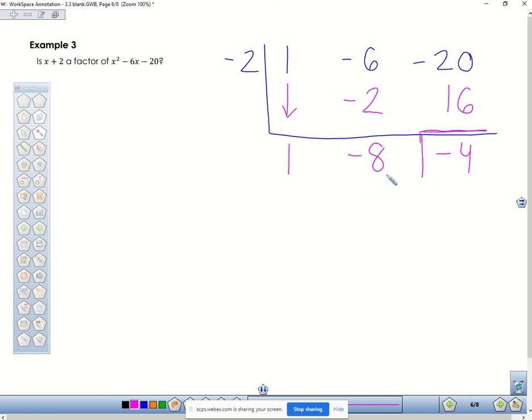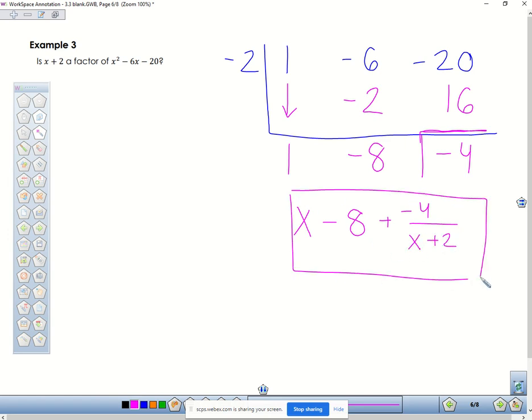So the answer here would come out to be, yeah, the answer is no. This would come out to be 8. I'm just going to write the answer anyways, like what you would get. It'd be x minus 8 plus -4 over x plus 2. So we have a remainder, which means that it's not a factor. Not a factor.